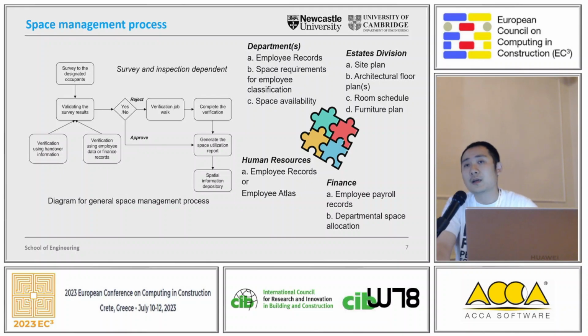For instance, in the universities, different departments have employee records, they have space requirements for the employee classification, they have space availability. For the estate division, they have site plans, they have room schedules. For the human resource, they have employee records, or in the finance system, they have employee payroll records. So these are potentially useful information that can give them a clear idea of how the space is utilized in the university, but it is not the current practice.